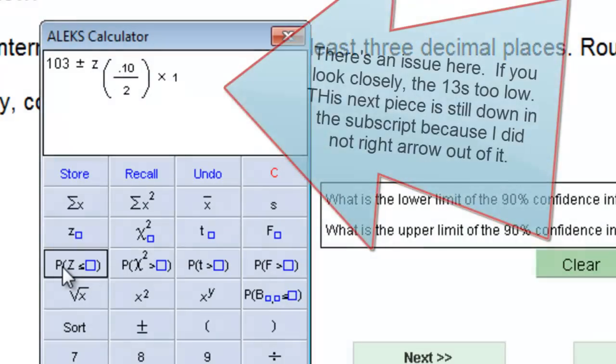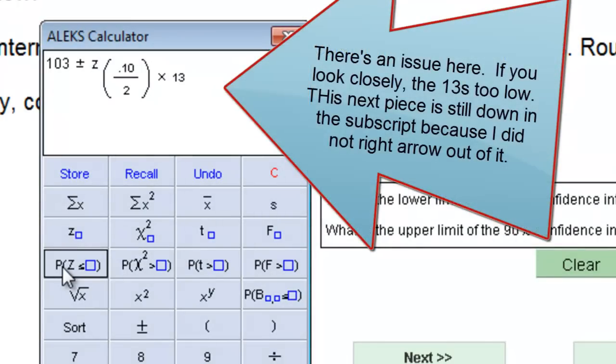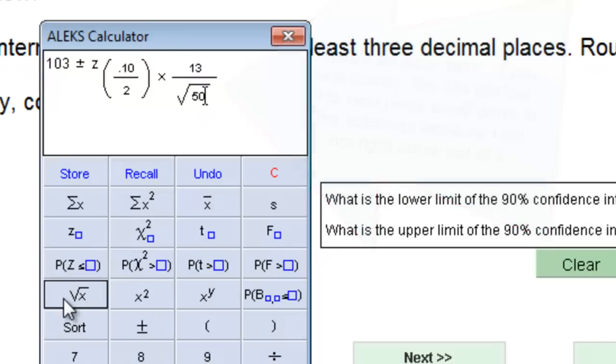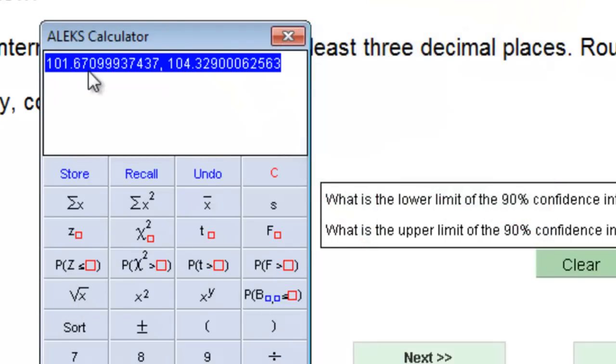The standard error is the standard deviation of the population, which was known, divided by the square root of the sample size, which is 50. And I hit enter, and it gives me my upper and lower bounds. So there's a 90% chance that the mean is between these two numbers.